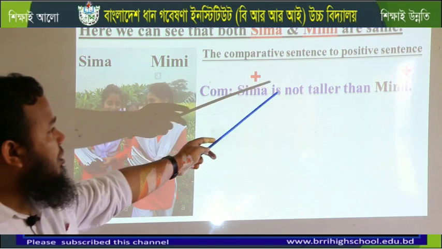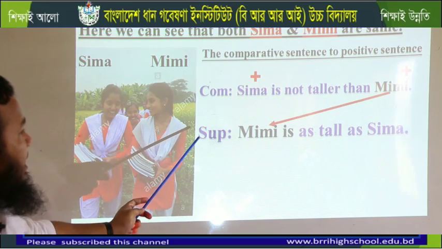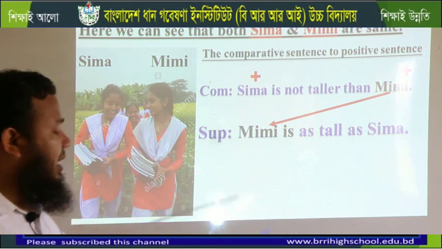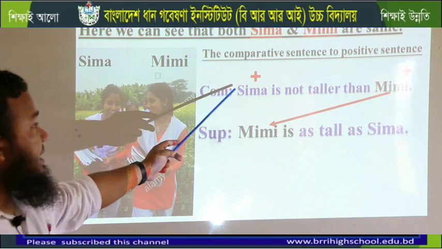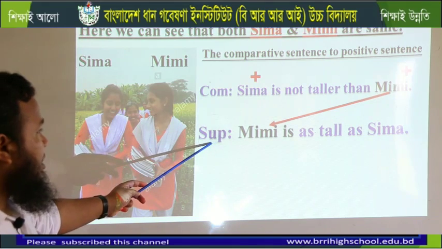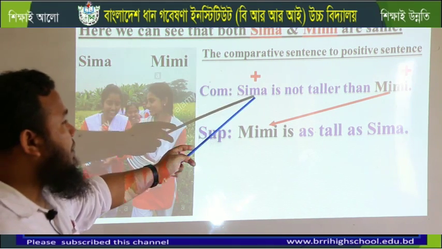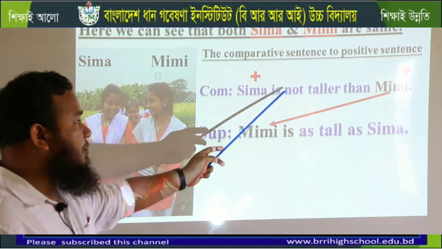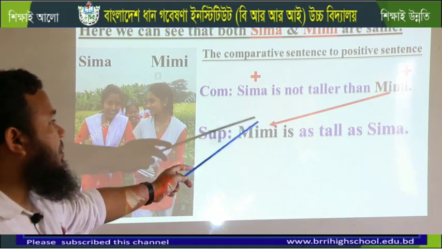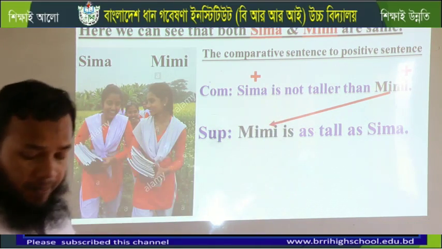Shima is not taller than Mini, and its superlative form is Mini is as tall as Shima. Here you have to remember that this sentence is in negative form, so whenever we take it into positive form, in that case we have to use the negative form into positive form. That's when a negative sentence will be transformed into an affirmative sentence, so that this "not" is not available here.